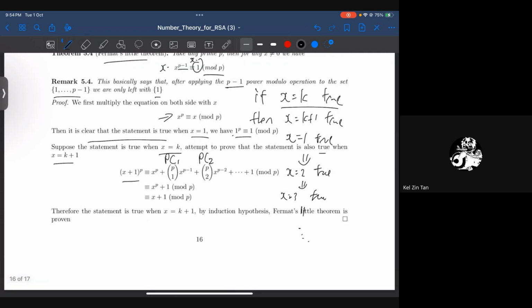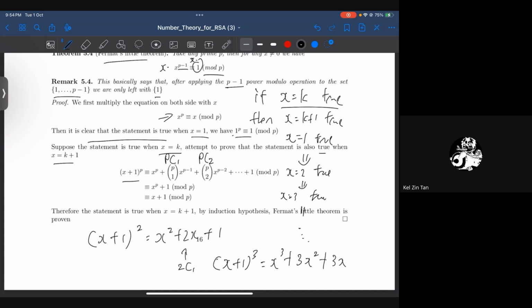Just in case you all don't know, for example, this is x squared plus 2x plus 1, and this is 2 choose 1. Suppose it's this one, then it's x cubed plus 3x squared plus 3x plus 1. This is 3 choose 1. This is 3 choose 2. Yeah, binomial expansion.